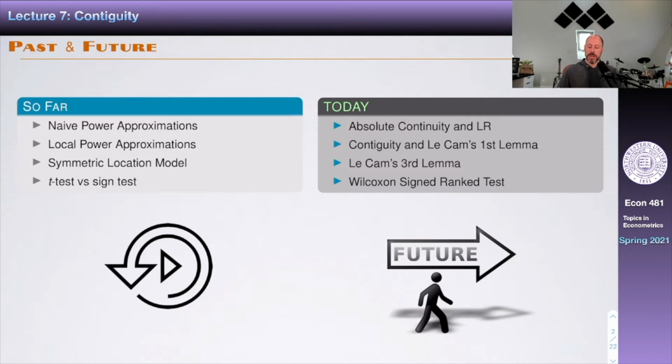Today, we're going to talk about absolute continuity and likelihood ratios as a starting point, as a warm-up, to get into the notion of contiguity, and in particular, Le Cam's first lemma and Le Cam's third lemma. Then once we have these tools, we're going to go back to the symmetric location model that we analyzed in the previous class, and we're going to look at the behavior of the Wilcoxon signed rank test.